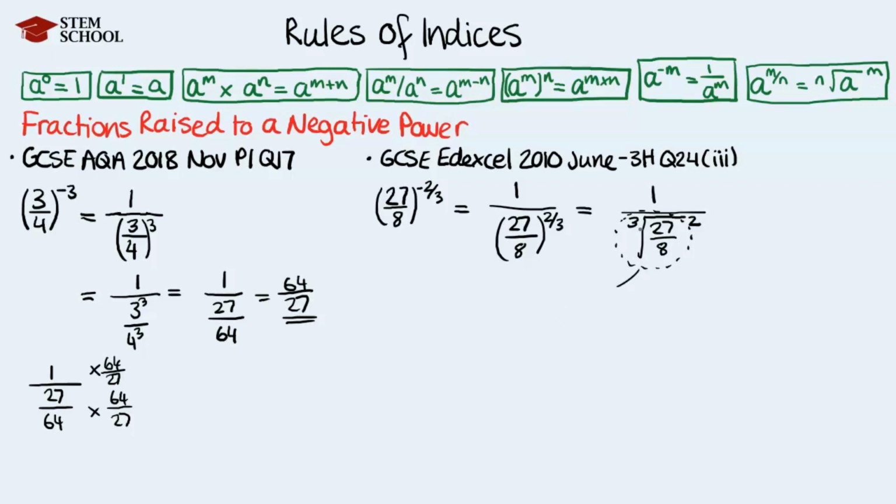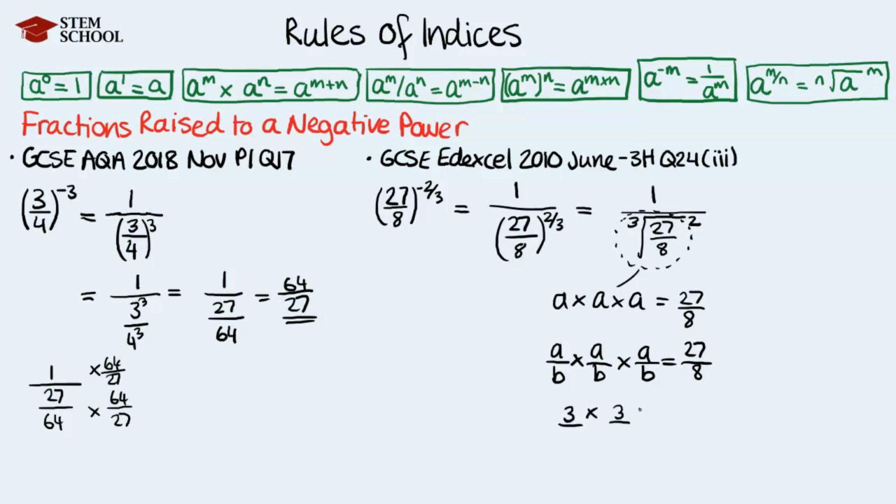So when you have a cubic root, that's the same as this. As I've said before, something times something times something is equal to 27 over 8. But in this example, we have a fraction. So what we can actually say is a over b multiplied by a over b multiplied by a over b, so 3 times, is equal to 27 over 8. And what we can do is deal with the numerator and denominator separately, okay? So something times something times something is equal to 27, right? So the answer to that will be 3. Okay, so 3 times 3 times 3 is equal to 27.